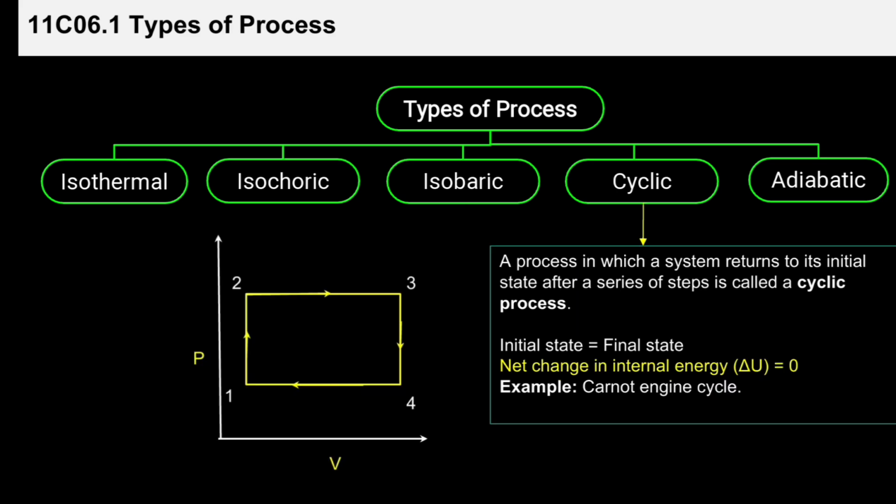Next is cyclic process. A process in which a system returns to its initial state after a series of steps is called a cyclic process. In cyclic process, initial state is equal to final state. During cyclic process, change in internal energy is zero. The example of cyclic process is Carnot engine. Work done by the Carnot engine is determined by plotting a graph between pressure and volume. In this graph, the process starts at point 1 and then goes to points 2 and 3 and finally returns to its initial point, that is 1.